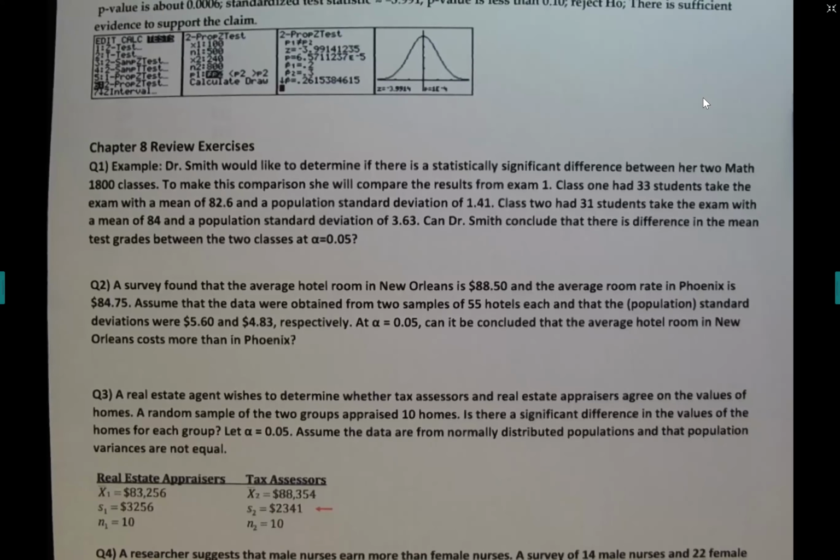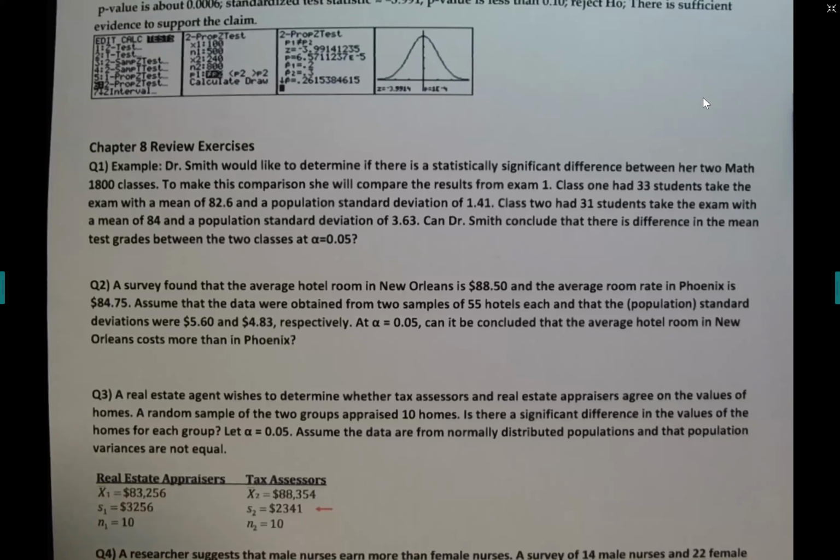So we're gonna review section 8.1, 8.2, and 8.4 right now. Question 1. Dr. Smith would like to determine if there is a statistically significant difference between her two Math 1800 classes. To make this comparison, she will compare the results from exam 1. Class 1 had 33 students take the exam with a mean of 82.6 and population standard deviation.